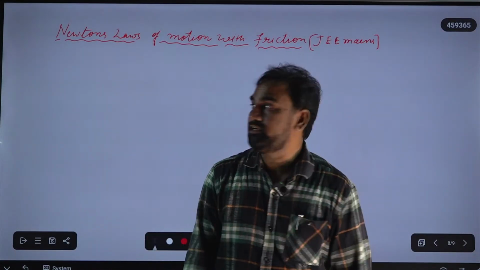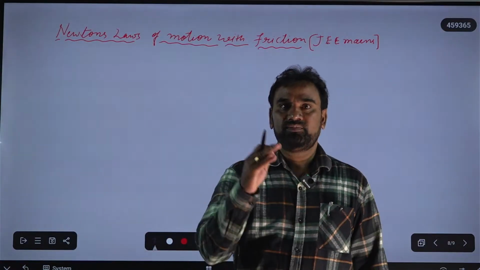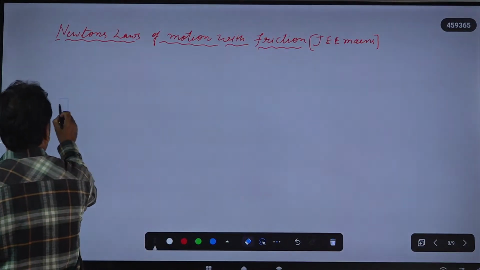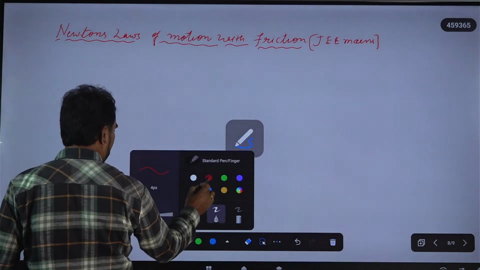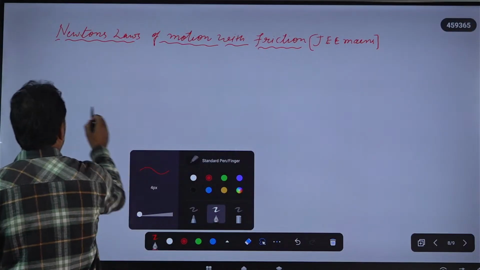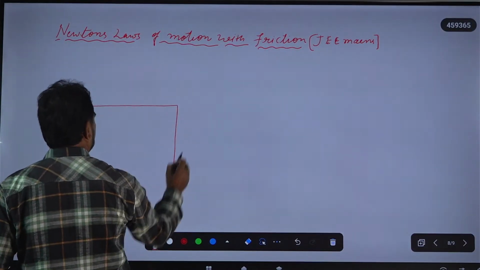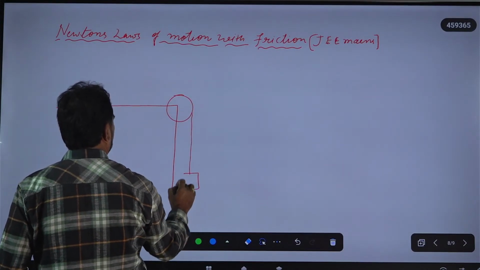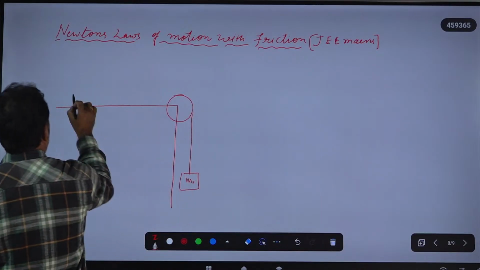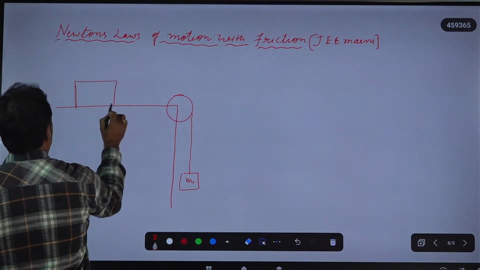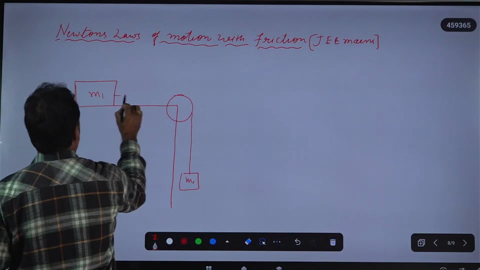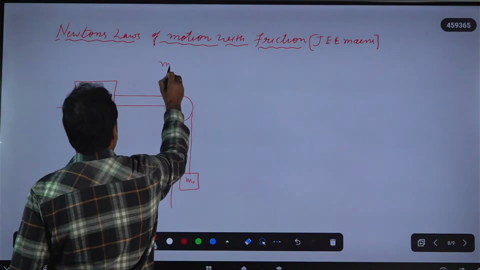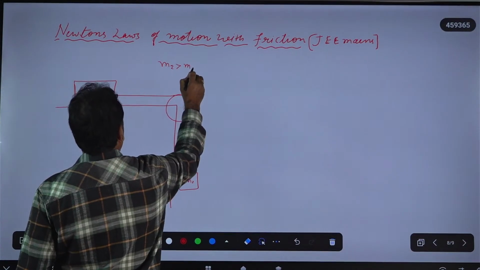Today I am going to start Newton's laws of motion with friction problems. See here, consider two blocks of masses m1 and m2 connected with a string like this. Imagine that m2 is greater than m1.